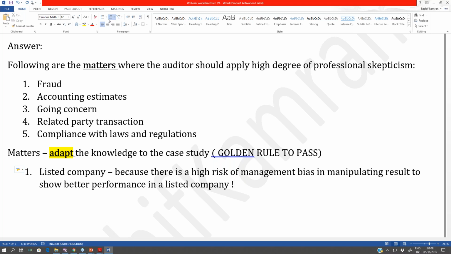So when I am approaching the audit of a listed company versus approaching a company which is owner managed, a small company, where will I be more skeptical? I'll be more skeptical in the listed company, right? That's the first answer I got from the case. Okay, let's read the case further.